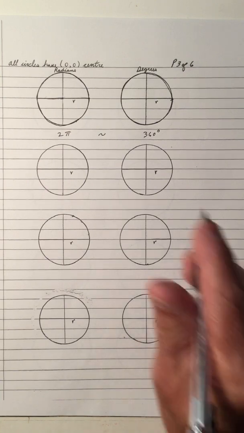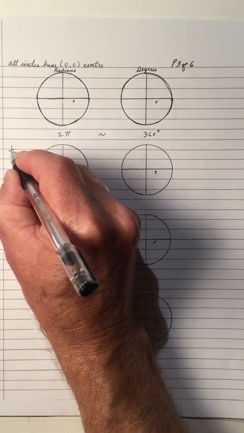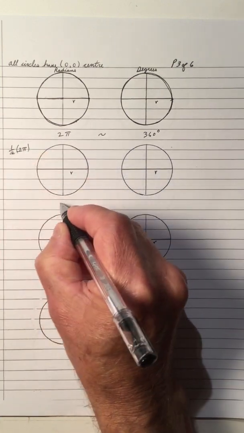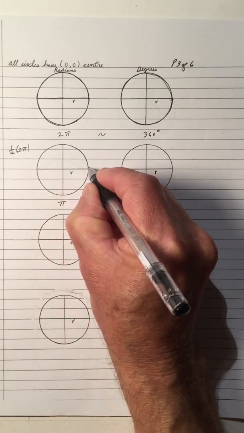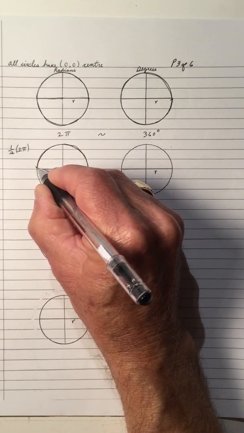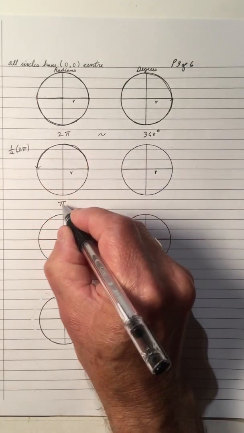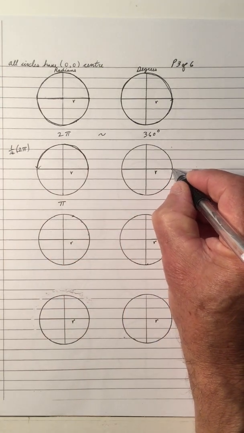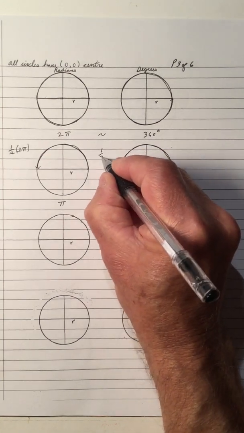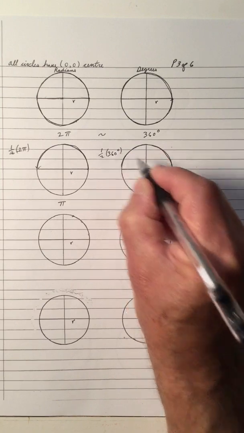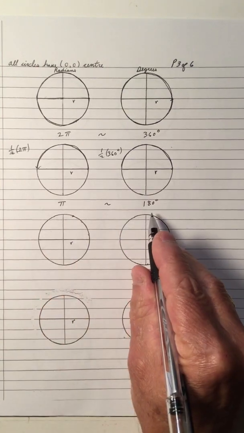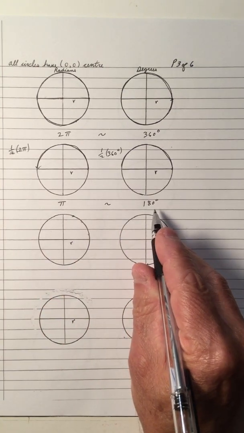But what about if we go half the rotation? So we go half of 2 pi, and half of 2 pi is pi. So if we leave here and rotate halfway around, that rotation from there to there on the circle is pi. And in degrees, if we rotate halfway around, we rotate half of 360, and half of 360 is 180. So pi is equated in degrees with 180 on a circle.